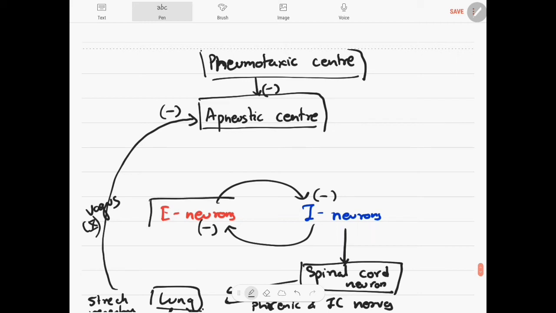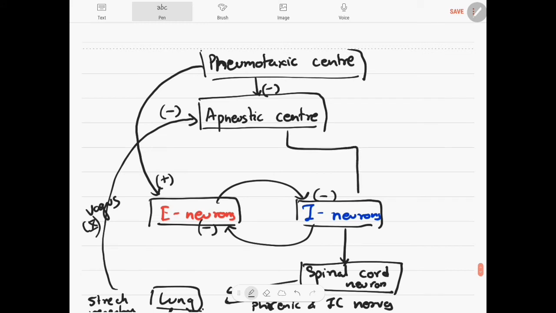We know these are reciprocally innervated. The pneumotaxic center has a stimulating effect on the E neurons. Pneumotaxic centers work to limit inspiration, so it will activate the E neurons. The apneustic center has a stimulatory effect on I neurons and prolongs inspiration. Once inspiration is done, I neurons not only inhibit E neurons, they also send a stimulatory signal to the pneumotaxic center, which will again activate the E neurons.